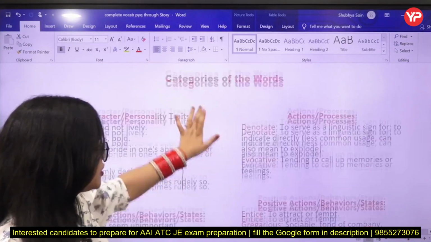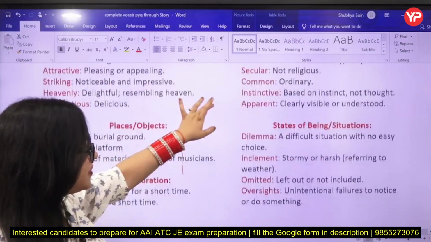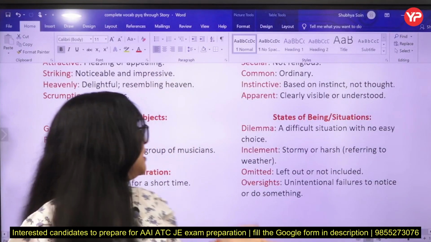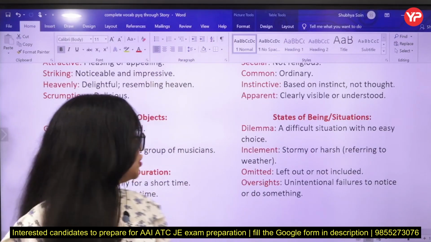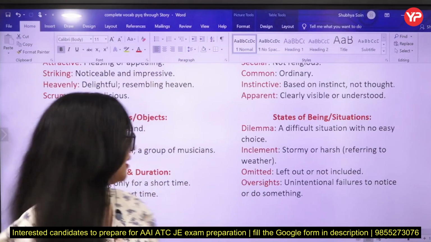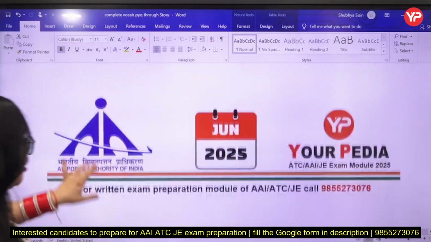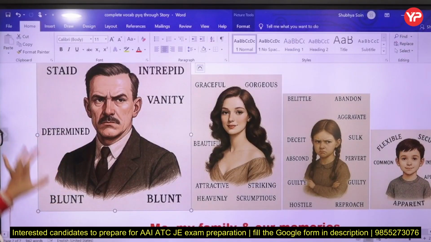Then the positive actions, behaviors, states. All these positive words are there, the behaviors are being given, and then it is about the neutral descriptions, states of being and situations like dilemma, tour, difficulties. Then inclement, that is some kind of weather which is in very bad condition. Omitted, you are leaving that thing out. Oversights, the errors, the mistakes which a human commits. So all these words you have done. By the end, I will be showcasing all these characters again to you.